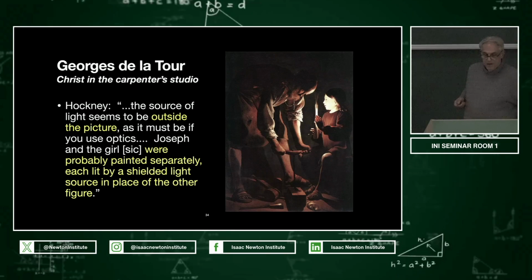And the last painting I have time to go through is Georges de La Tour's Christ in the Carpenter's Studio. In Hockney's book, Secret Knowledge, he says, the source of light seems to be outside the picture, as it must be if you use optics. Joseph and the girl, it's not a girl, it's Christ, were probably painted separately, each lit by a shielded light source in place of the other figure.